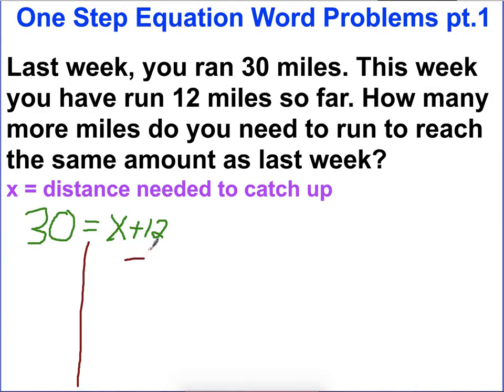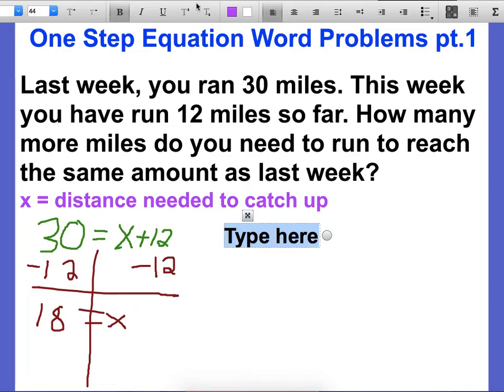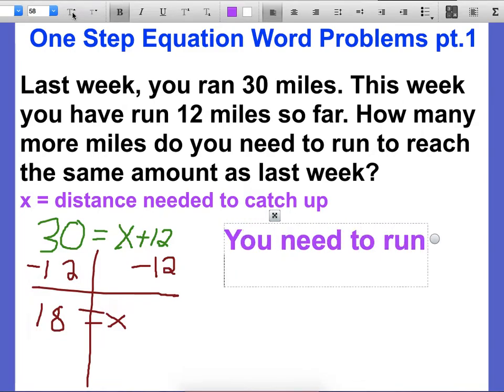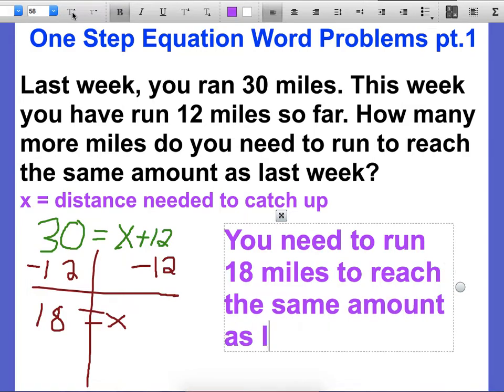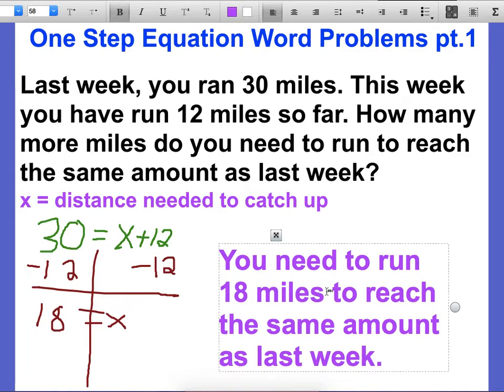Instead of plus 12, do the opposite, minus 12. Remember to balance the equation, I need to do that on the other side. So I get 18 equals x. And that was the distance needed to catch up. And when I look back at the distance that we had, it was in miles. So we'll write a sentence here. So you need to run 18 miles to reach the same amount as last week. We'll make sure to have a sentence at the end there too and make sure that that's labeled. I labeled this as 18 miles.